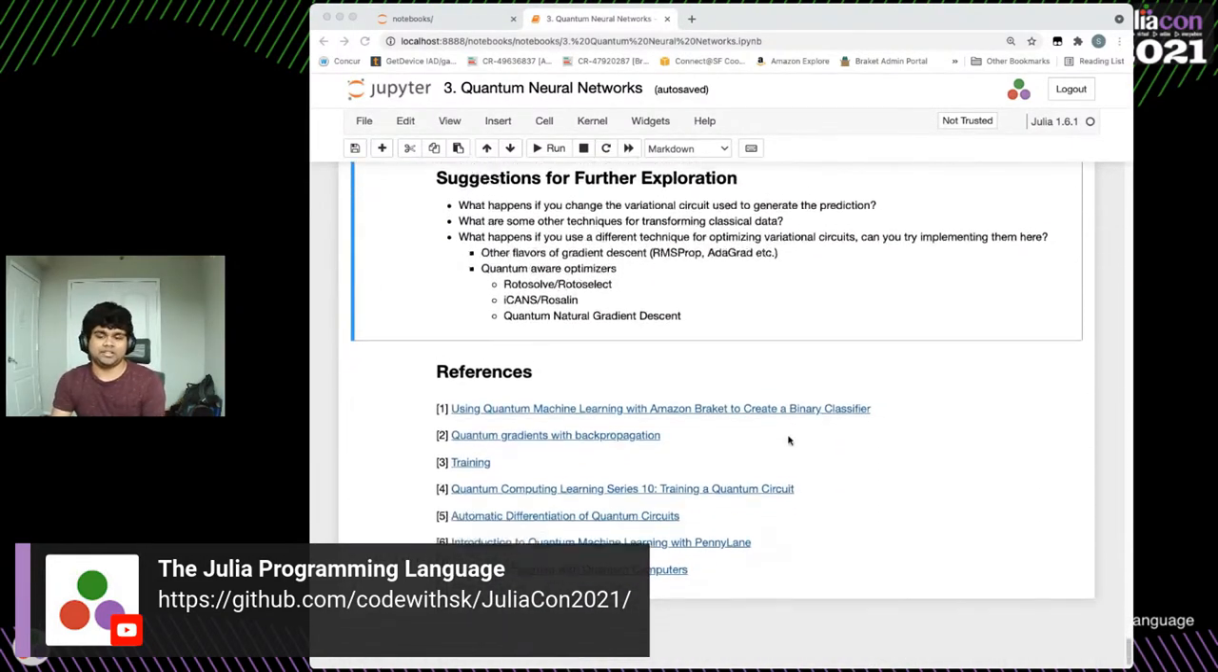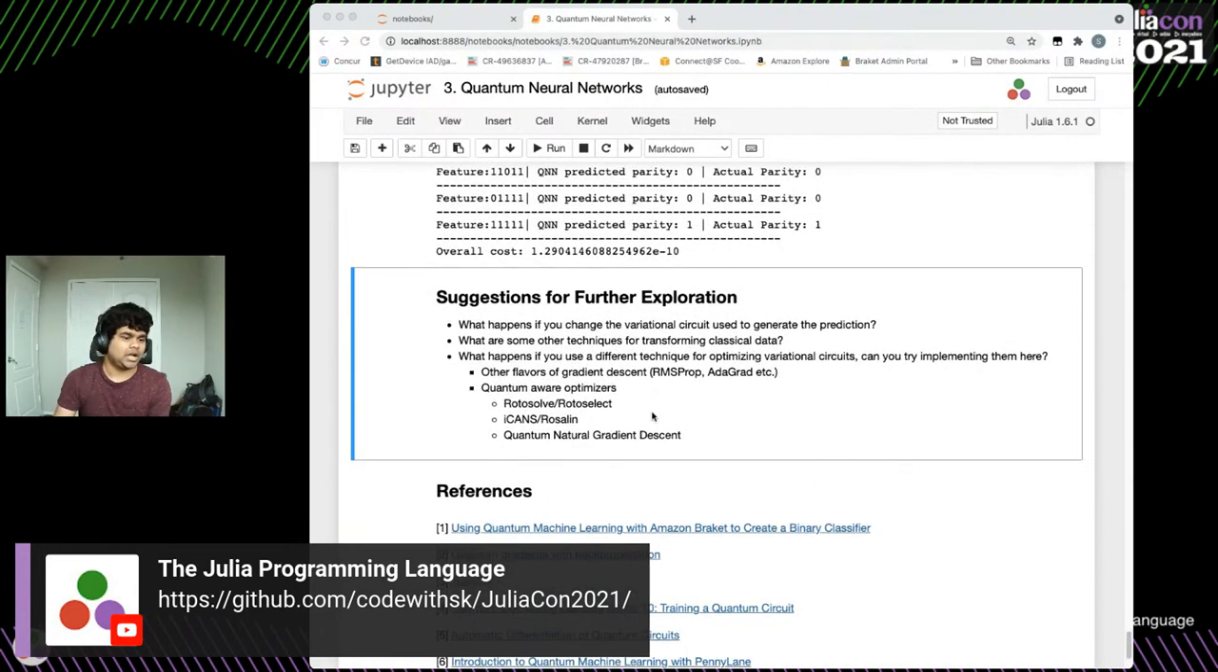That brings us to the end of this notebook. I'll let Catherine take it away for the next part, which is also an interesting optimization algorithm, so stick around.